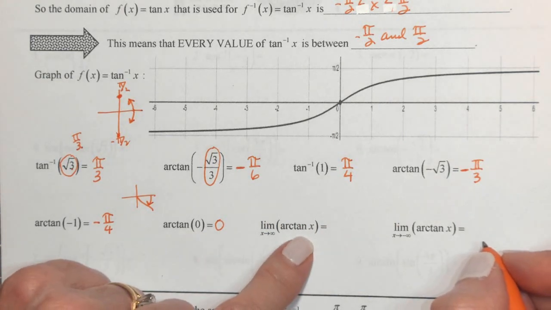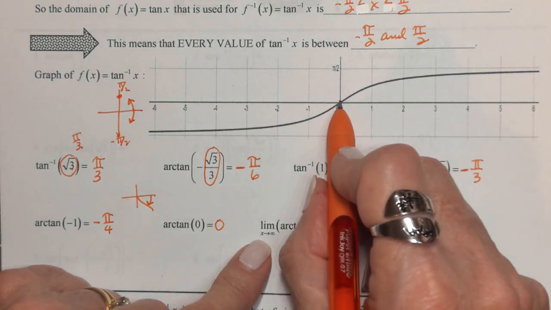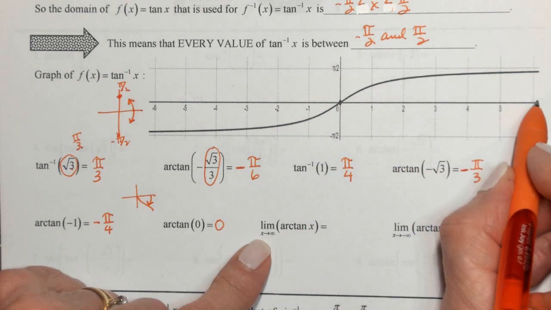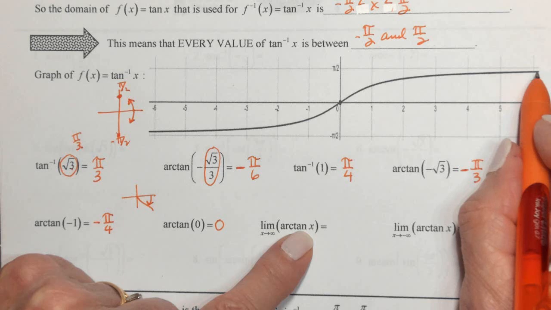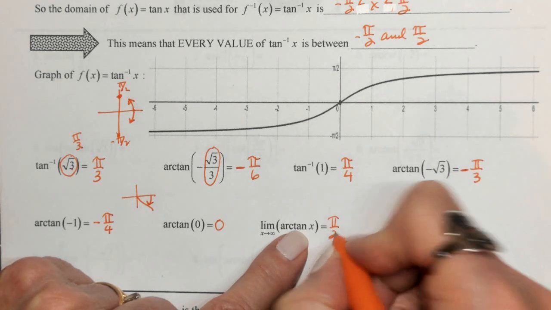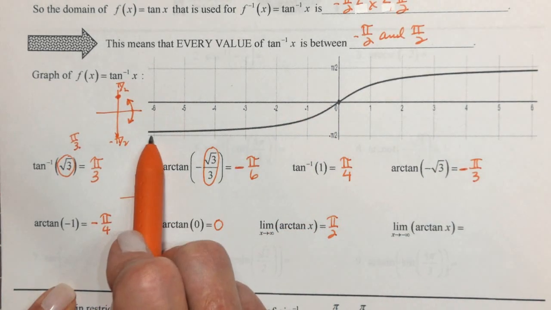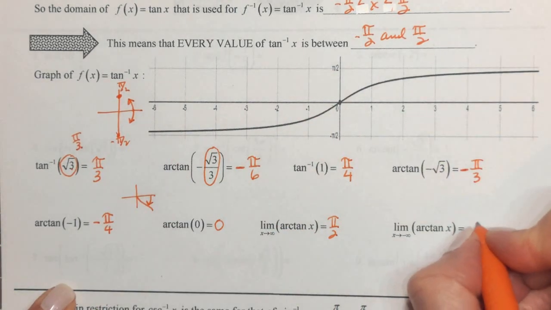We can do something with arctan that we could not do with arc sine or arc cosine. We can find a limit. As x goes to infinity, what is arctan approaching? Arctan is approaching pi over 2. What about as x goes to negative infinity? Arctan is approaching negative pi over 2.